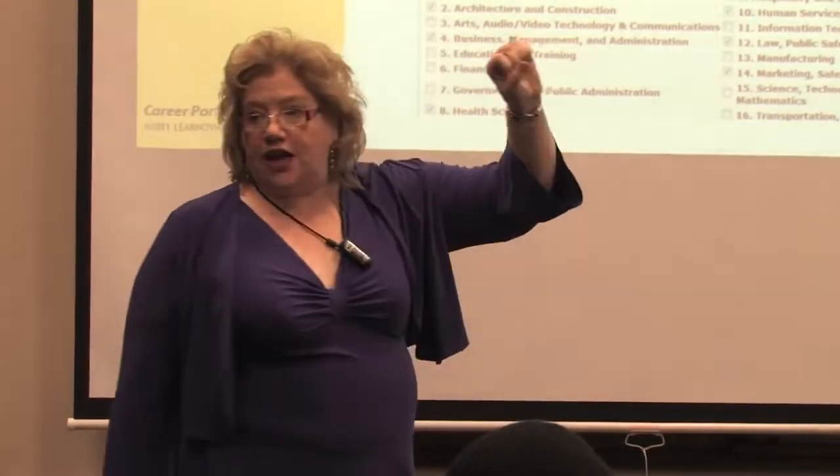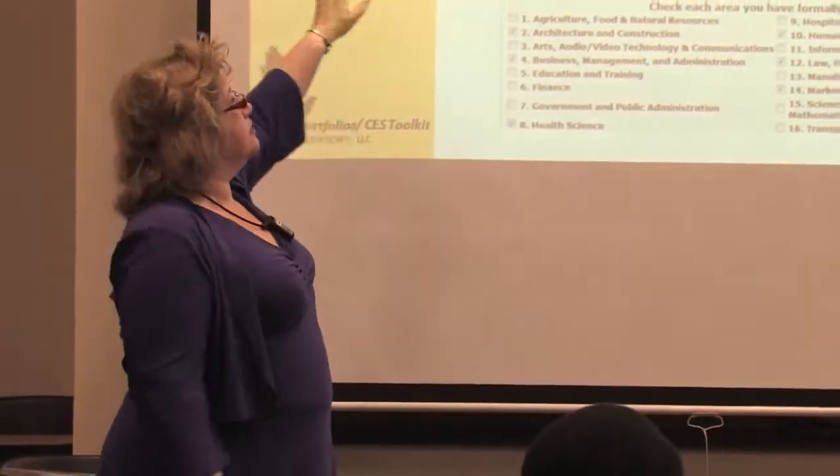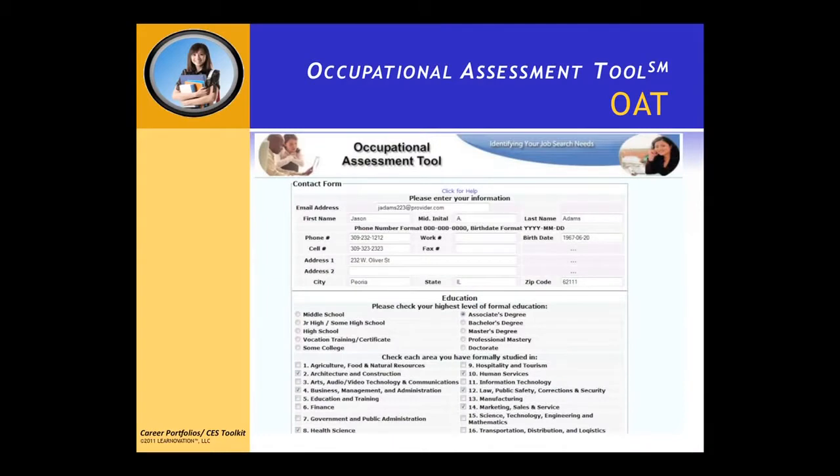Let's start with the OAT, or the Occupational Assessment Tool. The top part gives essential data. You're going to fill in name, rank, serial number, hit save, and it'll be in there.